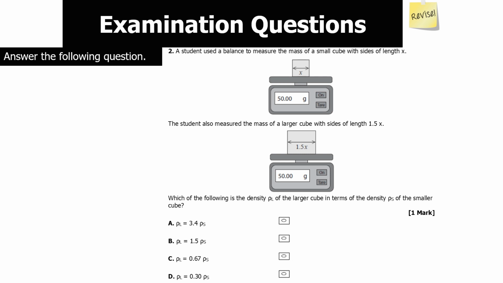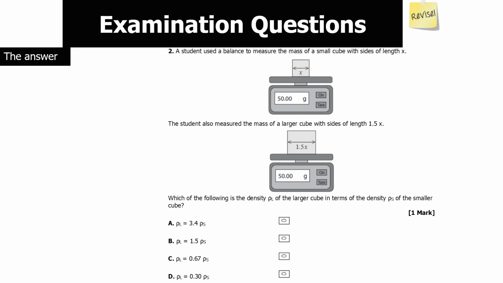The next question says, a student used a balance to measure the mass of a small cube with sides of length x. The student also measured the mass of a larger cube with sides of length 1.5x. Which of the following is the density of the larger cube in terms of the density of the smaller cube? So pause the video now, then unpause the video when you want to go through your answer.